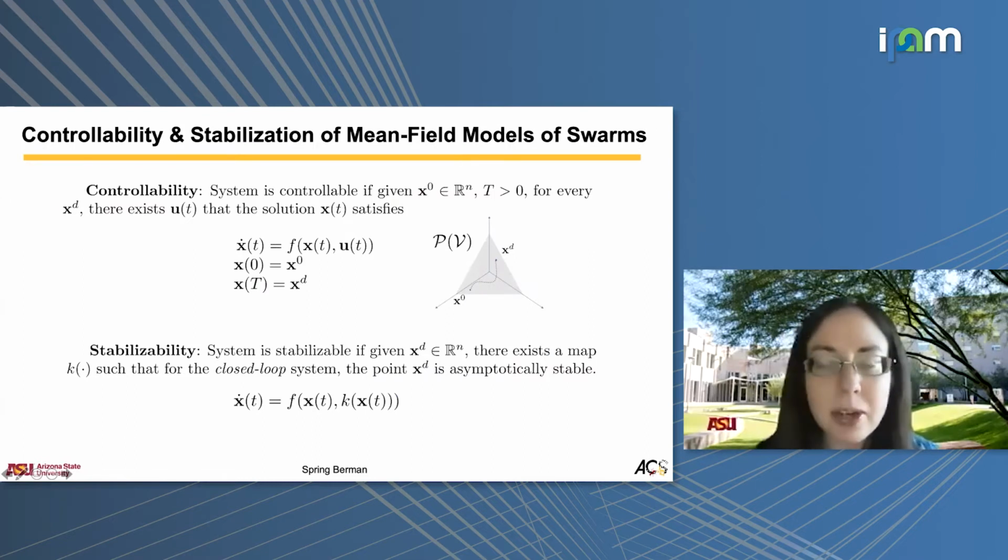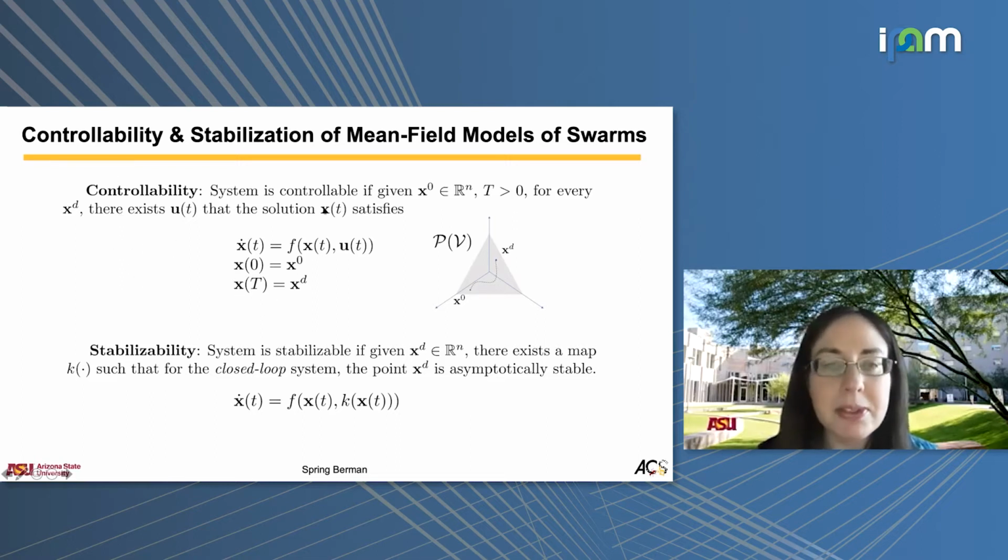Okay, so things that we can prove. Here are two main properties that we would want to ensure about our swarm based on the mean field model. If we have a human-defined objective, for instance for coverage or task allocation, we want to ensure that the system is going to do what we programmed it to do. So two important properties are controllability and stabilizability.